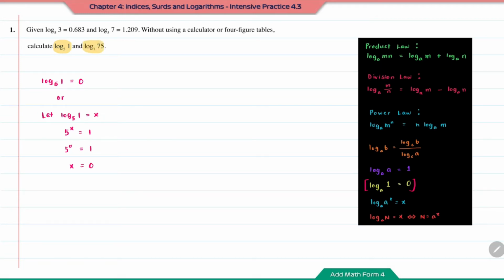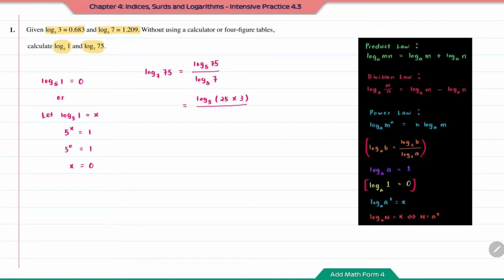Next, we're going to solve for log base 7 of 75. Now, we're going to use the information given in the question to find the value. So first, I'm going to change this log to base 5, using the law here. So it's going to be log base 5 of 75 over log base 5 of 7. And for the numerator part, this 75, we can write it as 25 times 3, which is also equal to 75.